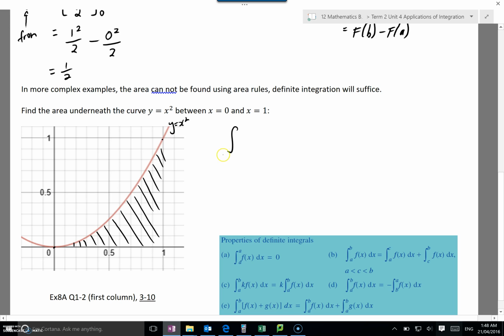So I'm after the integral from 0 to 1 of x squared with respect to x. To find this, I'll integrate: increase the power by 1, divide by that increased power, between 0 and 1. Evaluate this at 1, subtract this thing evaluated at 0. I end up with an area of 1/3.